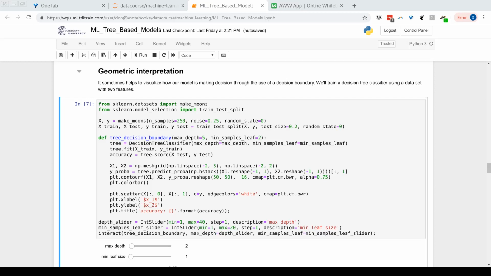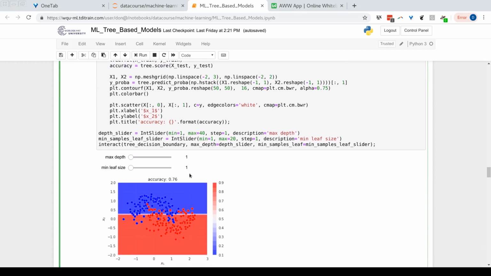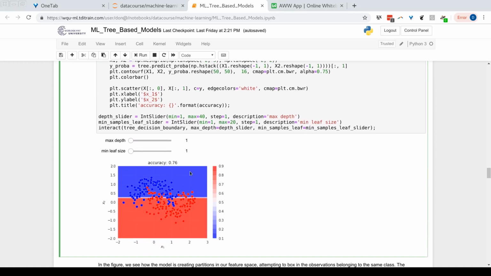It helps to visualize how our model is making decisions through this idea of a decision boundary. With a decision boundary, we can see if an observation lies in a certain space, what prediction will our model make? So let's run this block of code here. We have an interactive visualization, a binary classification, and we can play around with the hyperparameters of the model.